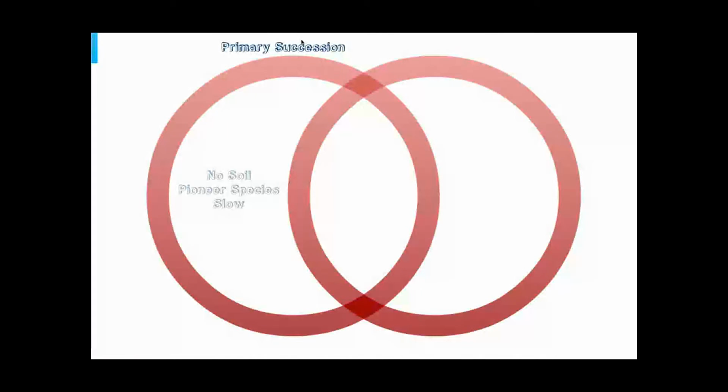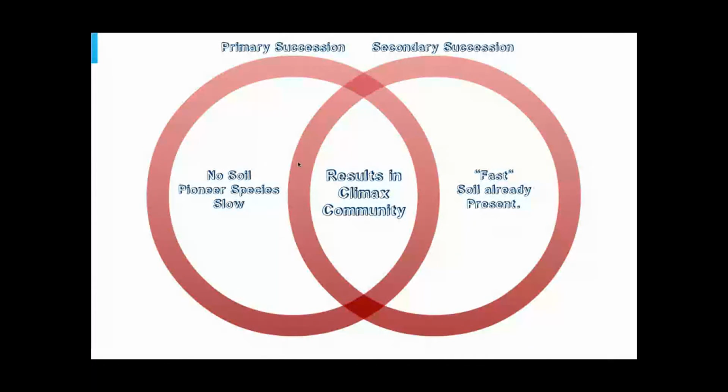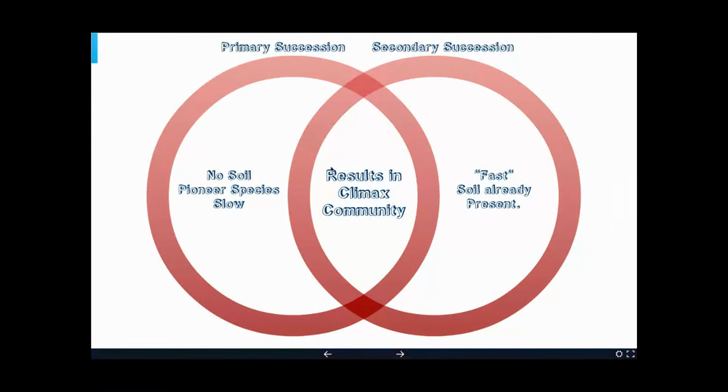Now, if you compare the two, primary succession to secondary succession, you can see they're both different in that primary succession, there's no soil. We require pioneer species to make that soil, and it's very slow. Versus secondary succession, which happens a lot faster because the soil is already present. But both are going to result in a climax community. And this is an important point. No matter kind of what you start with, you always end up with the same climax community.